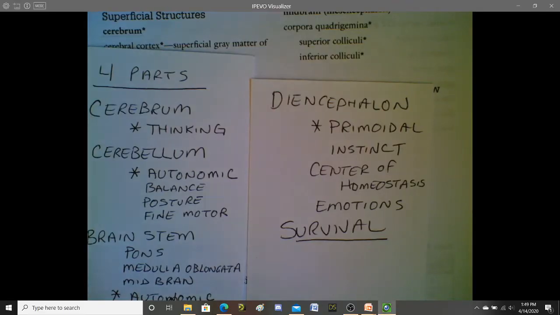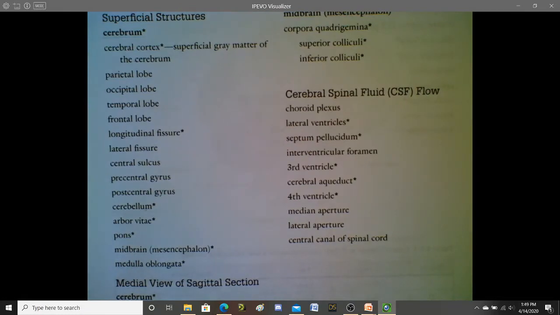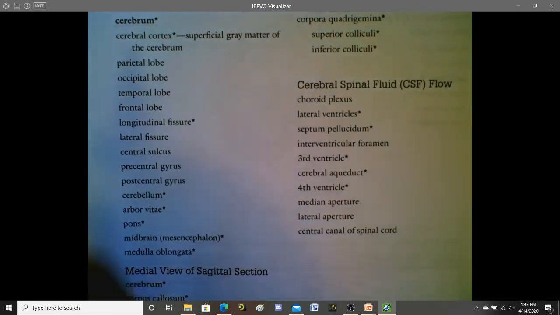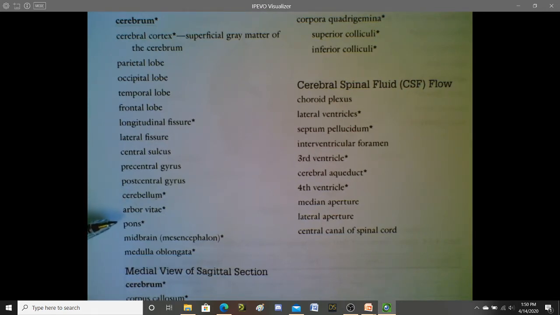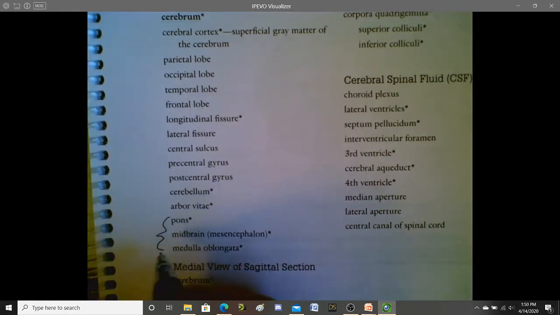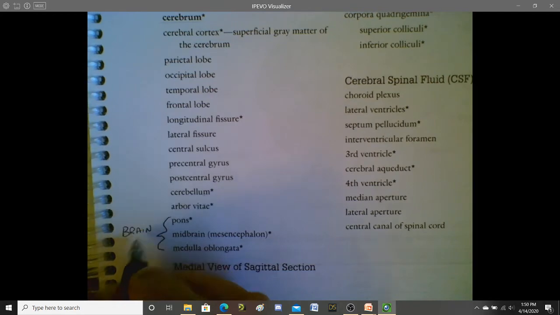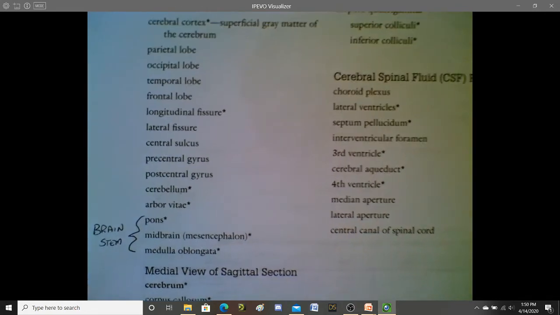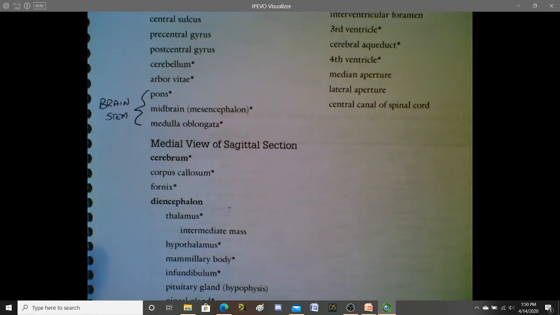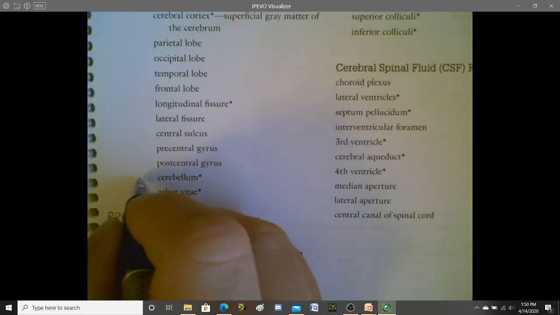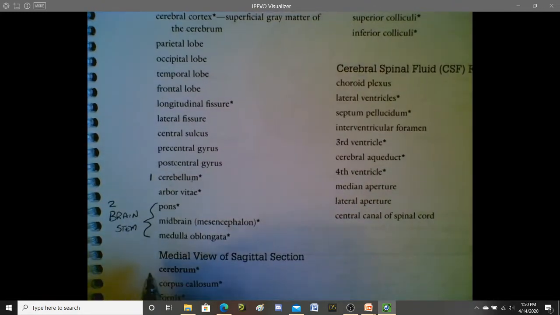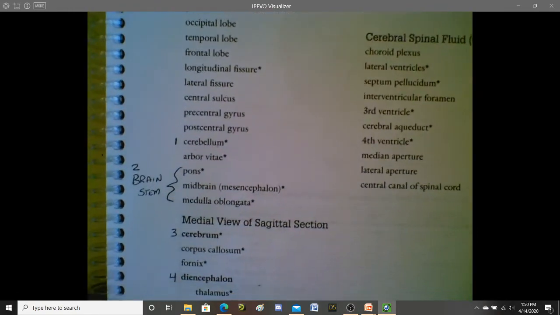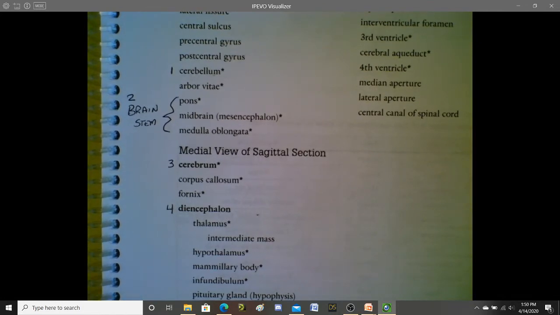All right. So if you look at our list, these are kind of hidden within the list. So there's cerebrum. If you look, there's cerebrum a couple of times on the list. And then our cerebellum. And then if you look, see, we have the pons, midbrain, medulla oblongata. That is making up the brainstem. And then right down below we have the diencephalon. So you're going to have 4 parts of the brain. The first part, the second part, the third part, and our fourth part. All right. So that makes up the big picture of the brain.